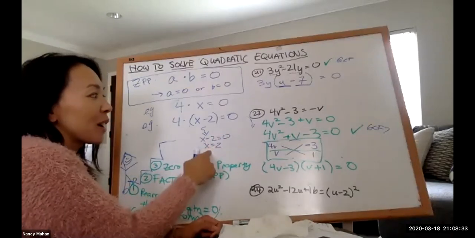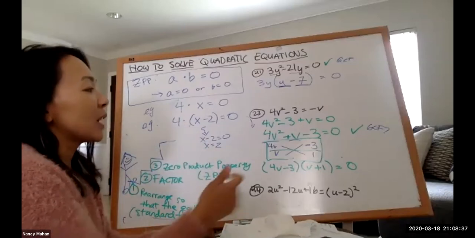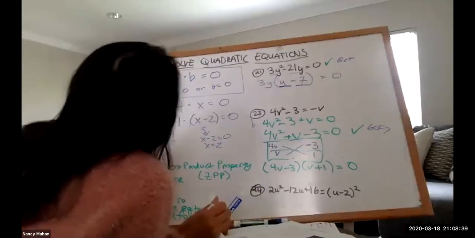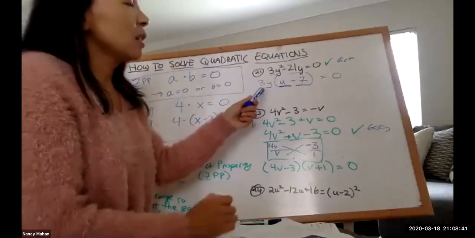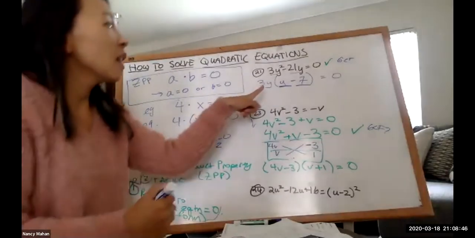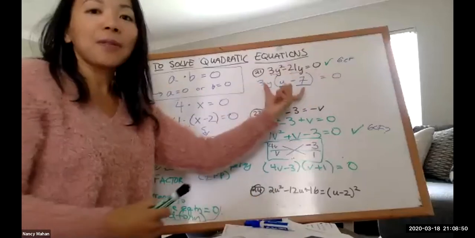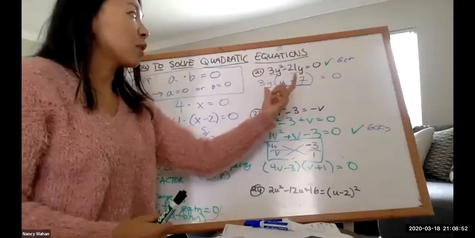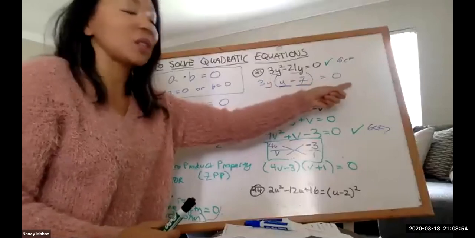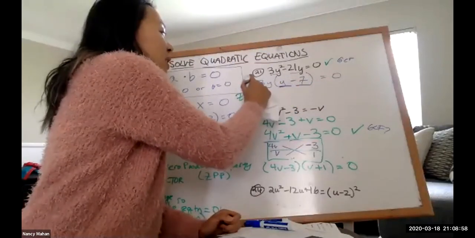So you can solve for x using the zero product property. All right, so let's take a look at these problems here. Using the zero product property, step 3, I have 3y times y minus 7 is equal to 0. So they're factored. That's why we factored it, because now they're the product of two things that equals 0. So once it gets to that point, I can now use my ZPP.